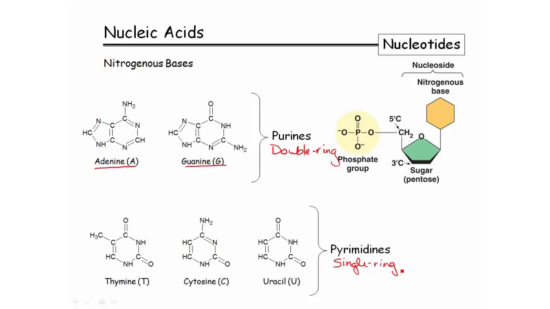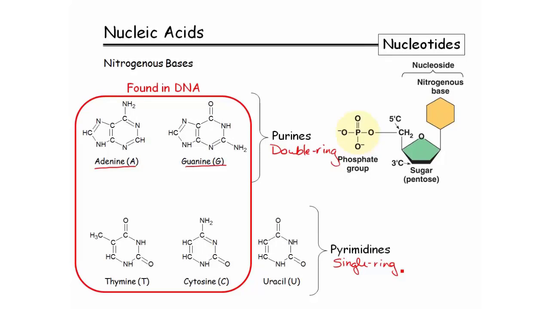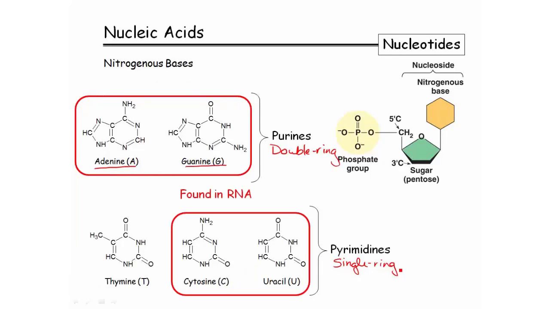Now, depending on whether the nucleotide is to be found in DNA or RNA, the nitrogenous base that you find is going to be a little bit different. So in DNA, we can have A, T, C, or G present. And if we're talking about a base in RNA, that's going to be A, G, C, or U. So what it boils down to is the T and the U. Thymine will only be found in DNA, and uracil will only be found in RNA.